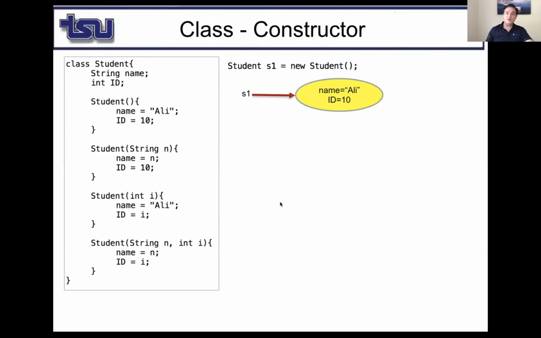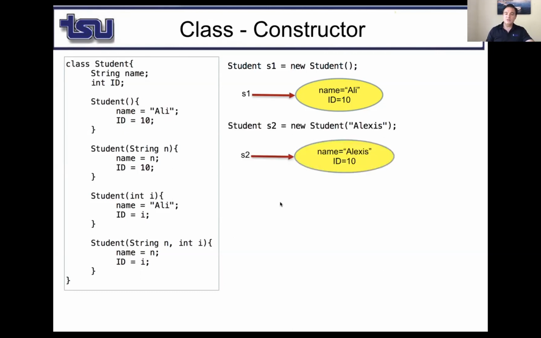So if I want to go and create a Student object like this, Student S1 = new Student. See the new keyword? That means I'm allocating memory space. So S1 will point somewhere in the memory. I will have name and ID. But which constructor do I call? Default. So it will go to the default constructor here. Name will be Ali, ID will be 10.